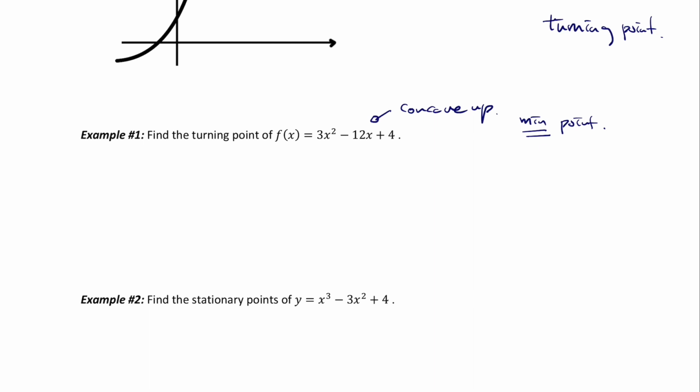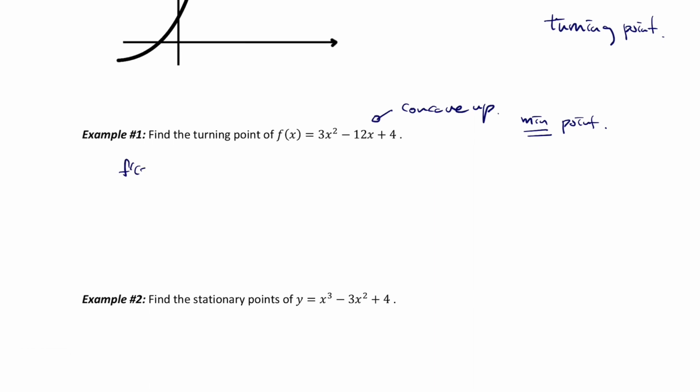So what we need to do first is find the first derivative of this function. So we have 6x minus 12. And since the first derivative meets the tangent line that has a slope equal to 0, we can set 6x minus 12 equals to 0 to find that unknown x value, right? Then we can say 6x equals 12, x equals 2. So this is the x coordinate of your turning point.